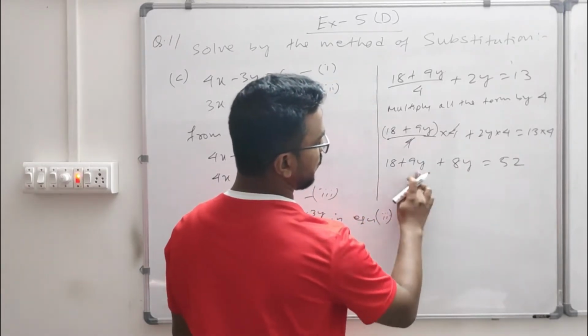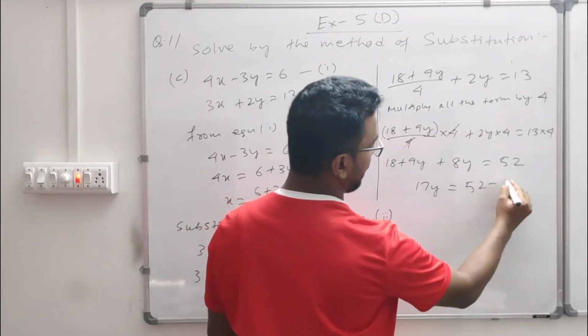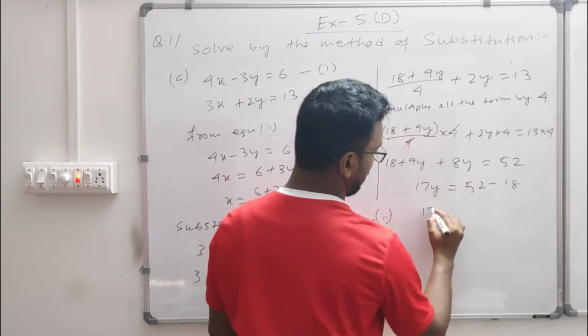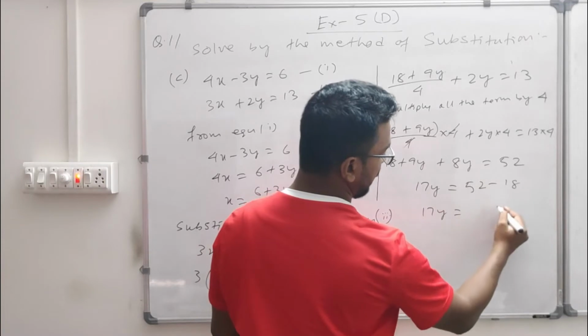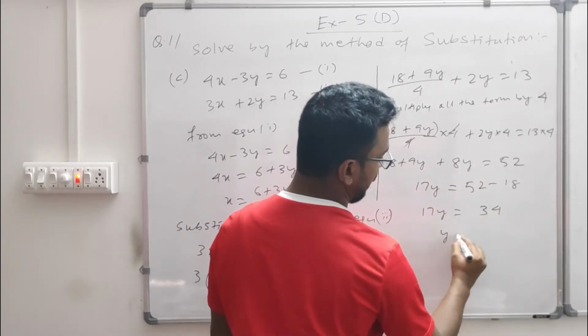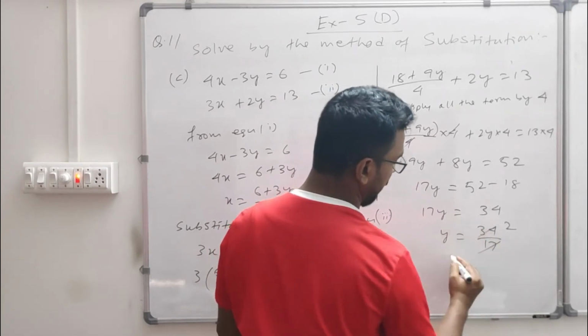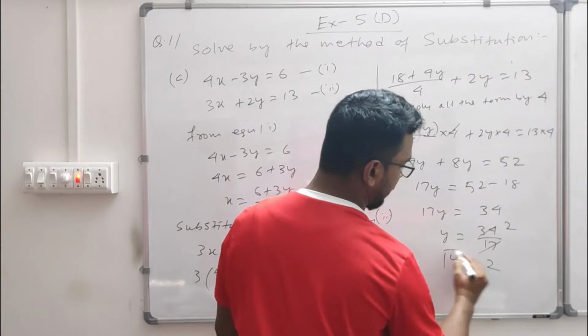So if you add these two, you will get 17y. Take this to the other side, 52 minus 18. So 17y equals to, this will become 4 and this will become 3. So the value of y will become 34 by 17. If you cancel, you will get 2. So the value of y is 2.